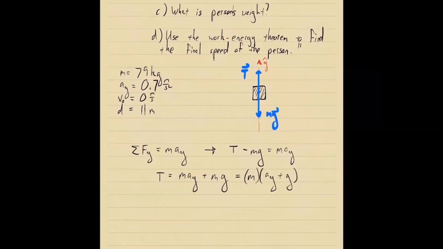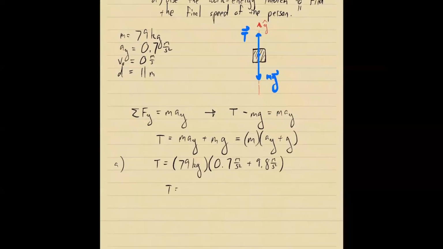And so we can solve for part A by just plugging in some values. The mass of the person is 79 kilograms, multiplied by the person's net acceleration in the y direction, which is 0.7 meters per second squared, plus the magnitude for the acceleration due to gravity, 9.8 meters per second squared. This gives us a tension in this cable of 829.5 newtons. All right, so that's part A.